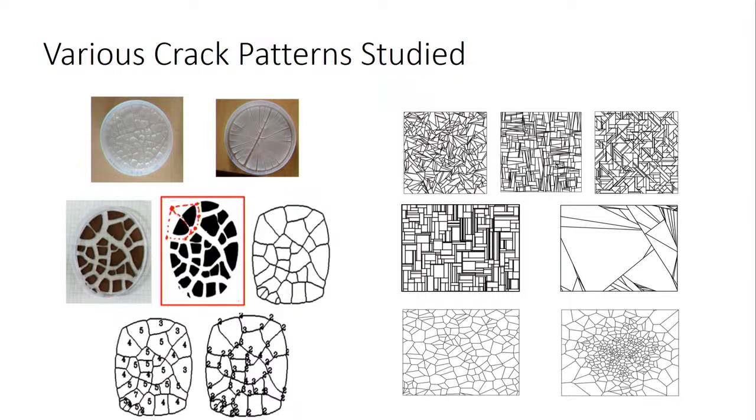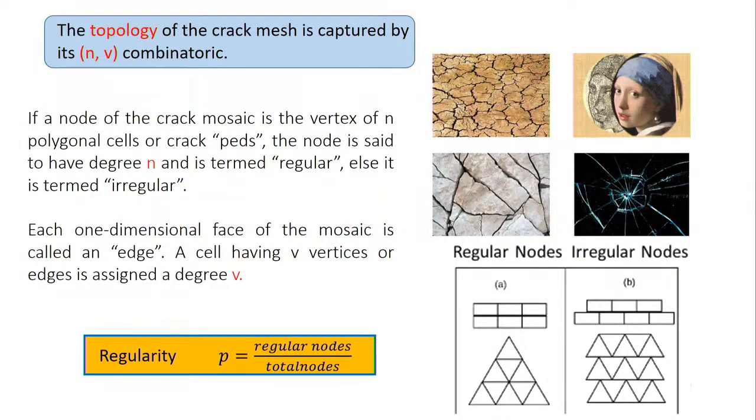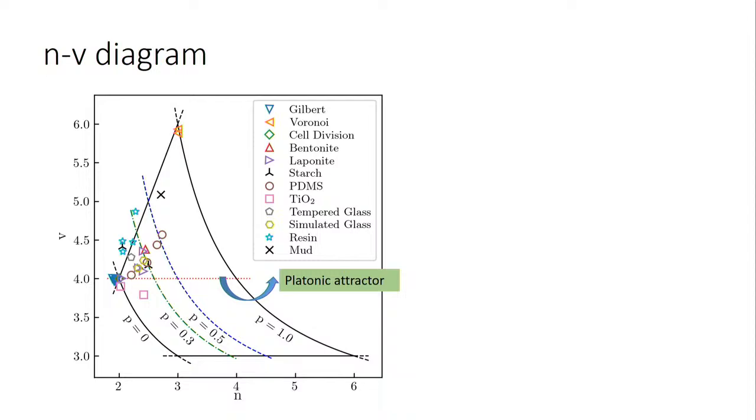But when we put all of this on this NV diagram, we saw that the cracks sort of all lay in this value between 2 and 3, and there was only one Voronoi which had a 3,6 value. All the other cracks, you can see Gilbert, Voronoi cell division, bentonite, laponite, starch, PDMS, which is a polymer. Then we did some oxides, tempered glass, resin, mud. So we actually looked through all of these crack networks, and we plotted their NV values and found most of them crowded like this.